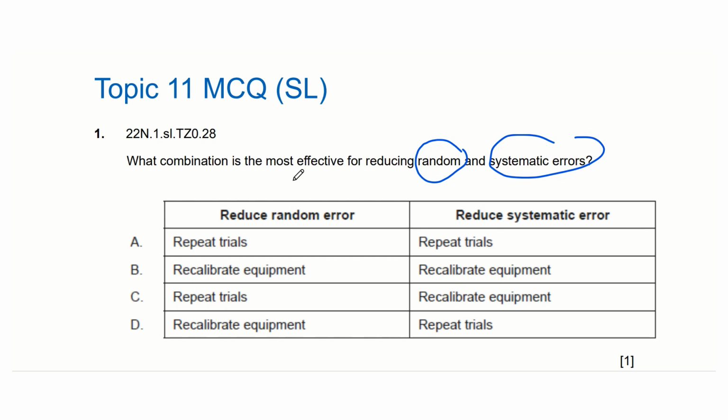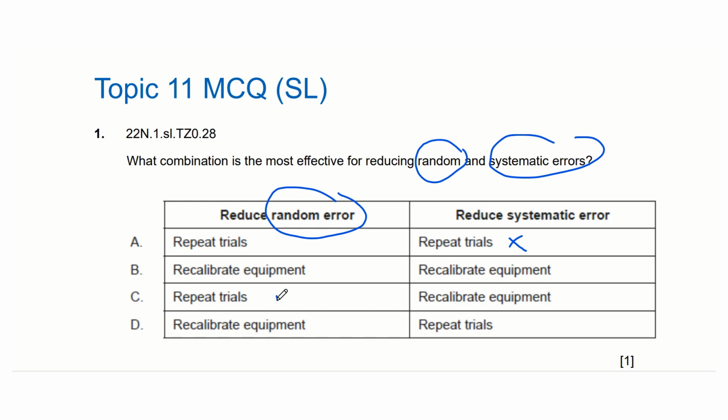Systematic errors are anything to do with human errors, so things that you've done that are going to affect the results. When we talk about random errors, the best way to improve them is to repeat a trial. But this doesn't work for a systematic error, because if you've not set up the experiment properly, no matter how many times you repeat it, you're still going to get the same error. So this eliminates this part here, because these are both repeat trials.